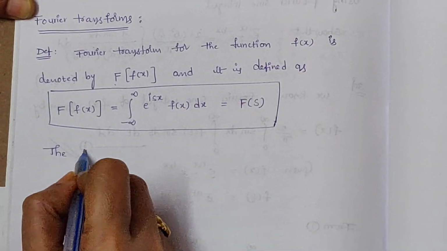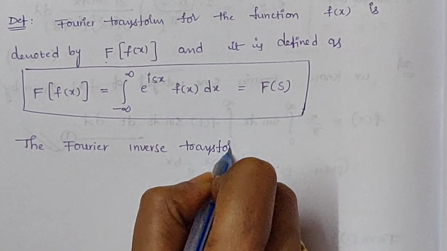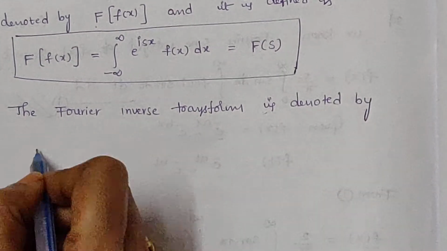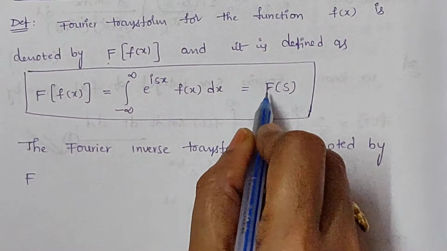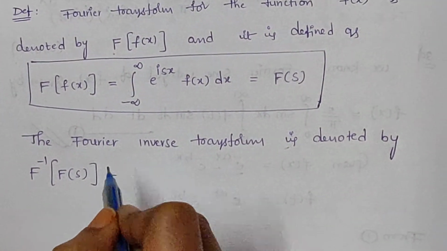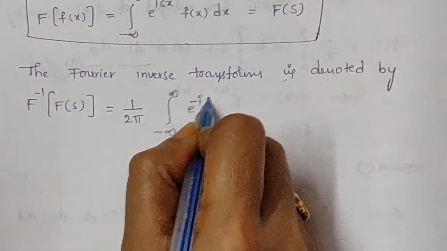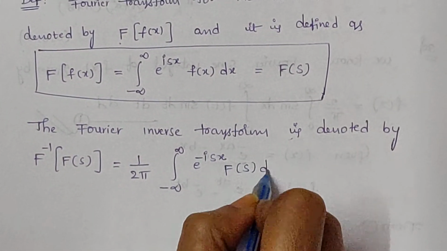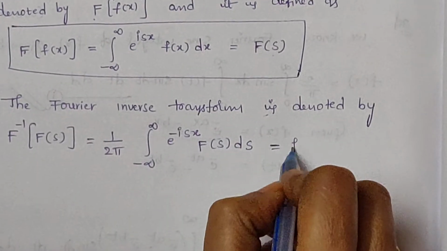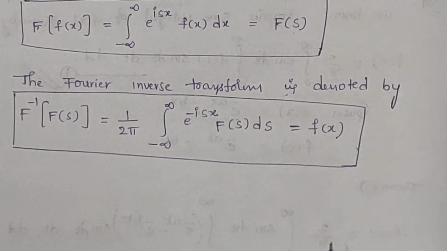The Fourier inverse transform is denoted by this. Inverse Fourier transform means f inverse of F of s, and is given by 1 by 2 pi integral minus infinity to infinity e power minus isx F of s ds. If we shift F to the other side, f inverse F of s, the inverse Fourier transform, is also given by f of x. This is the inverse Fourier transform to the function F of s.